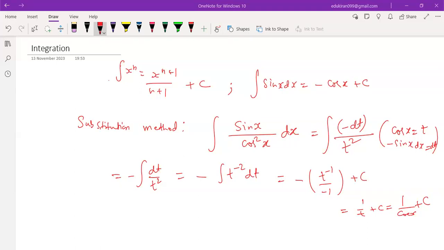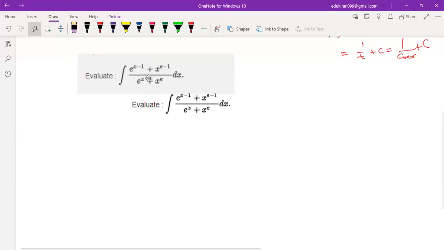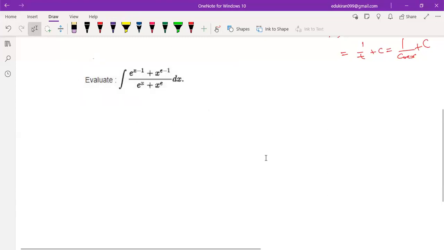So I'm giving you a few questions on substitution method. So this is a question. Just try to evaluate its integral.